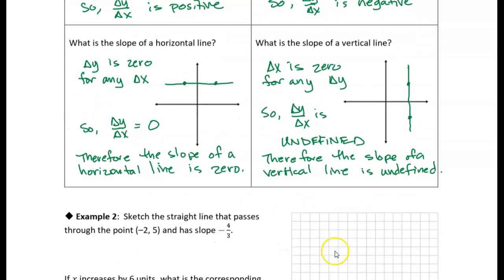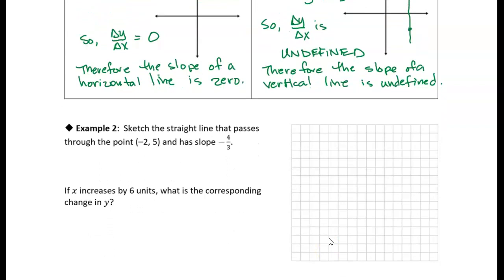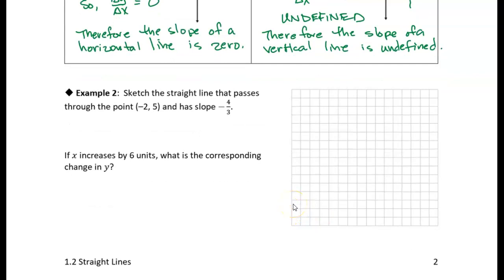All right. Well, that sort of gives you a sense of how slopes work. But let's do example 2 now. That was a long way to get to example 2. All right, but important information to know. It says sketch a straight line that passes through the point -2, 5 and has a slope of -4/3. So first of all, we need to draw our coordinate plane. We need a set of axes to give us some frame of reference and some sense of scale. So that's what I'm going to do first.